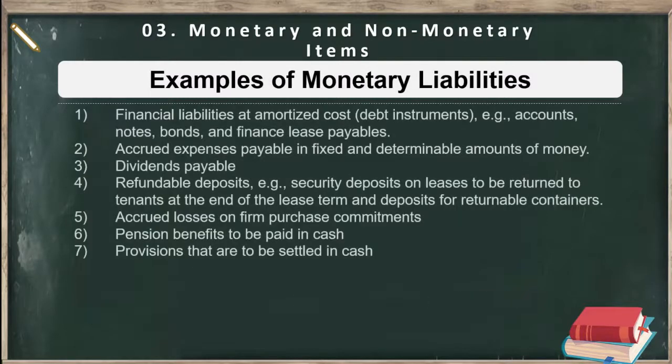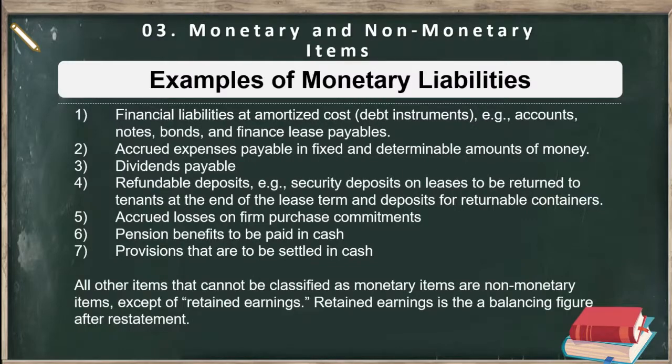For monetary liabilities, we have financial liabilities at amortized cost, accrued expenses payable in fixed and determinable amounts of money, dividends payable, refundable deposits, for example, security deposits on leases to be returned to tenants at the end of the lease term, and deposits for returnable containers, accrued losses on firm purchase commitments, pension benefits to be paid in cash, and provisions that are to be settled in cash. Basically, anything wherein there is an obligation to deliver a fixed and determinable amount of money.